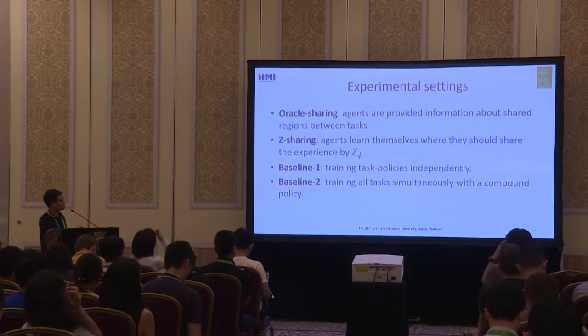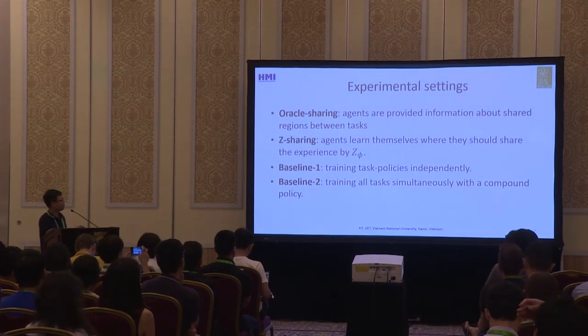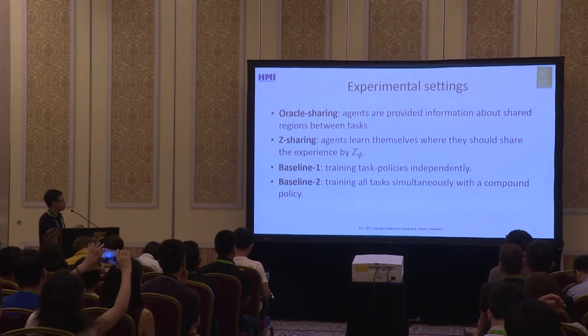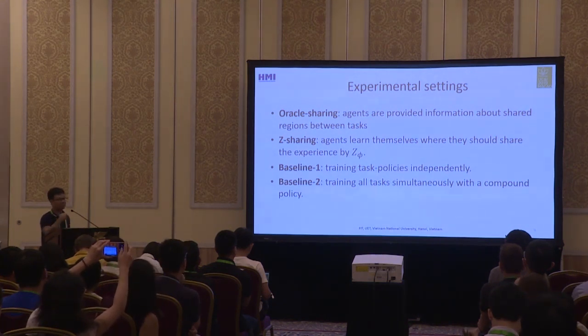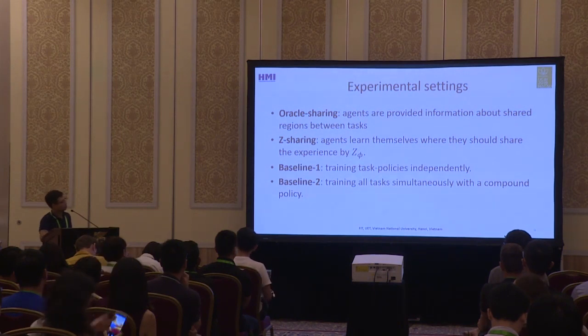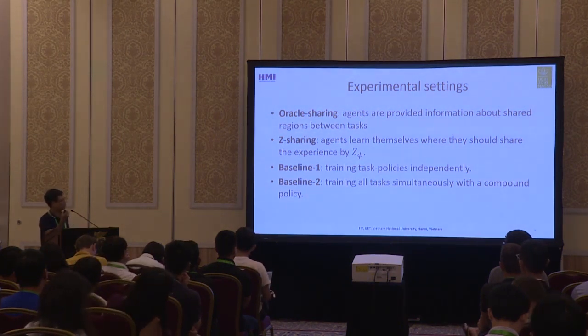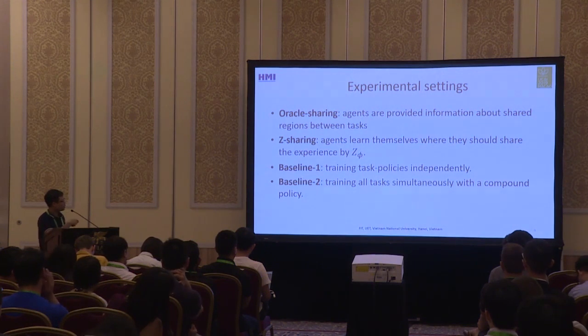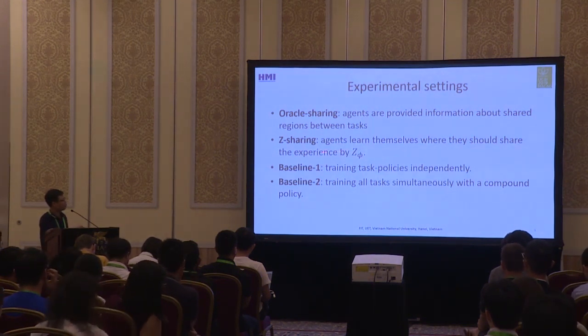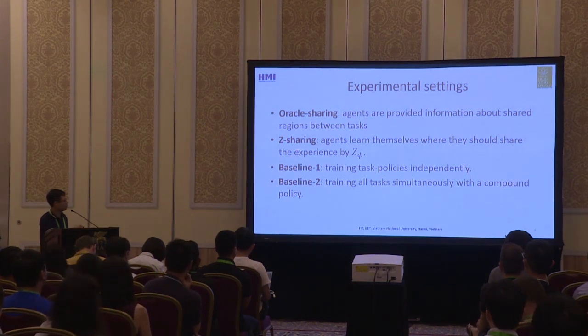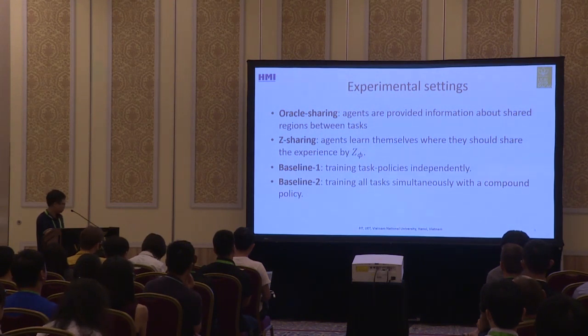So with the framework and the agent, we made some experiments. Here are the agents we consider. The first one is Oracle sharing. That means we provide the sharing region, then use this region to do the multitask learning. So that is the upper bound of our research. Then there is the sharing agent that learns what to share, which is our framework. And the others are baselines. Baseline one is where the tasks are trained independently, and baseline two is where the tasks are trained with a compound policy, maybe using A3C.